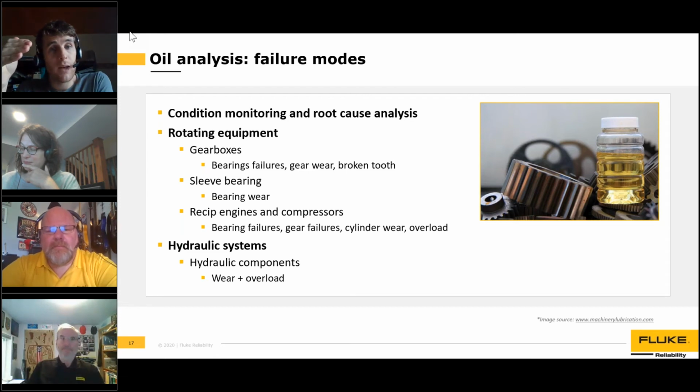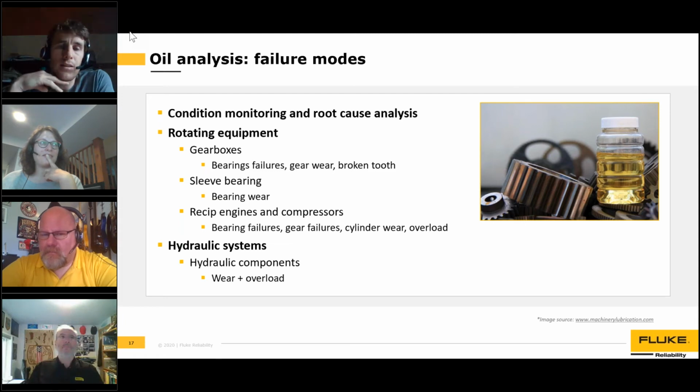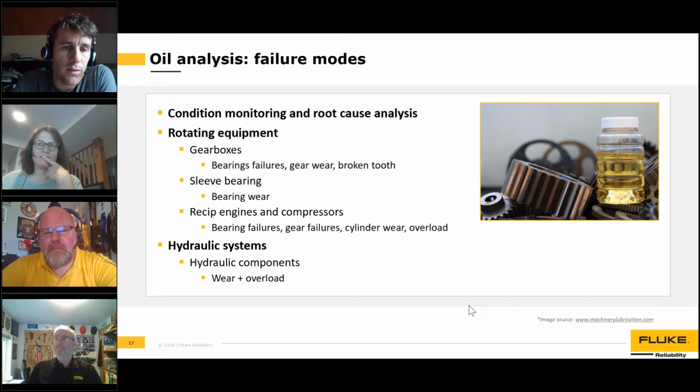Monitoring it is one thing, but what are you going to do when that red flag shows up, right? Oh, we have a potential failure on this piece of equipment. Now, do we need to call in an outside consultant to come and troubleshoot it, or do we have the proper data to make that decision then and there? That's an important thing to keep in mind on all these types of technologies. So oil analysis is very useful on big rotating equipment, which is typically also our most critical equipment: gearboxes, sleeve bearings, reciprocating engines and compressors, as well as large hydraulic systems, which are pretty common as well.